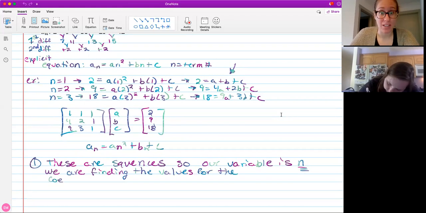So that is incorrect. I also do not want you guys saying that this is a y equals something x squared plus x plus a constant.